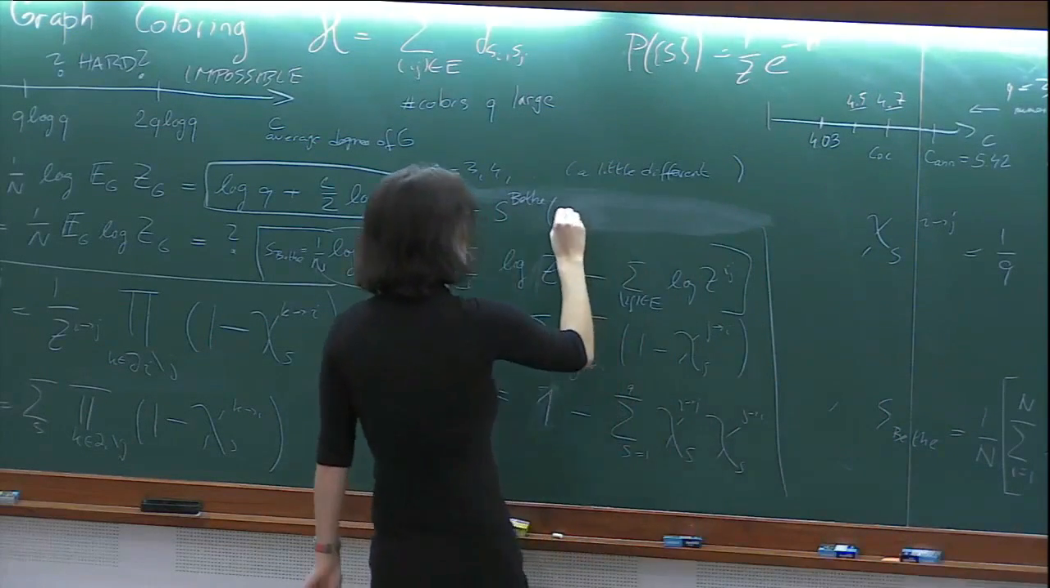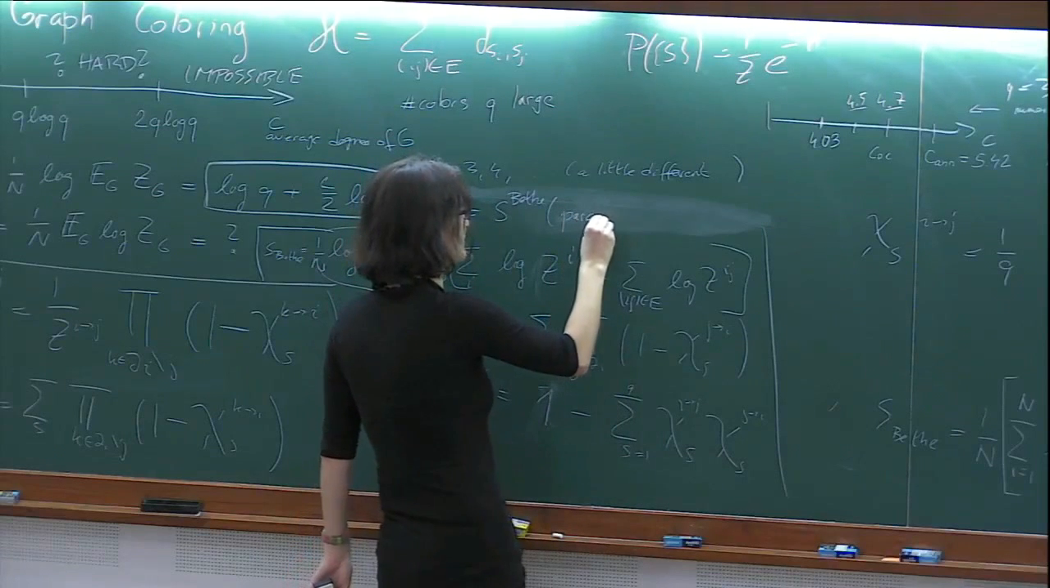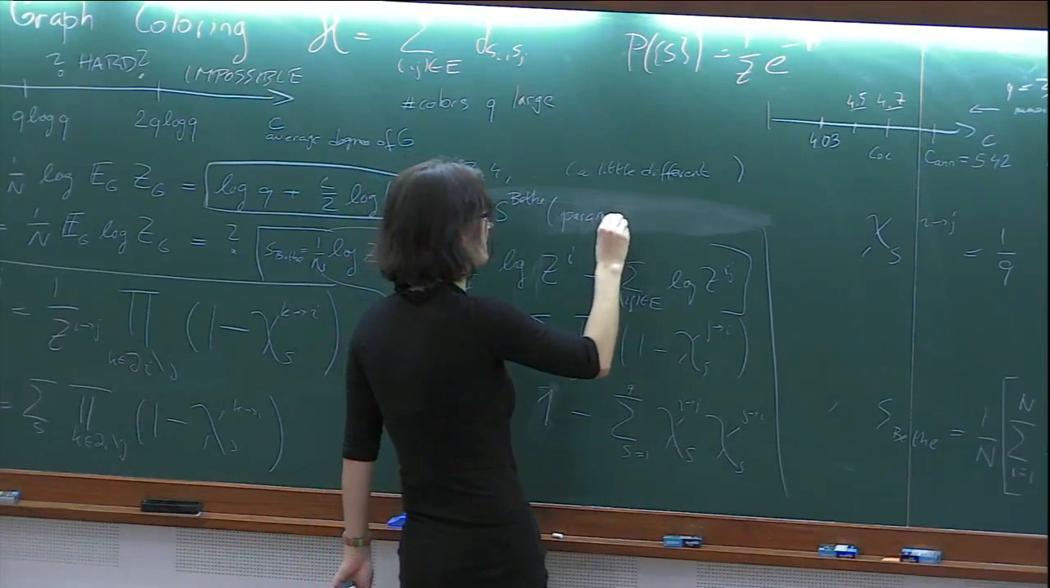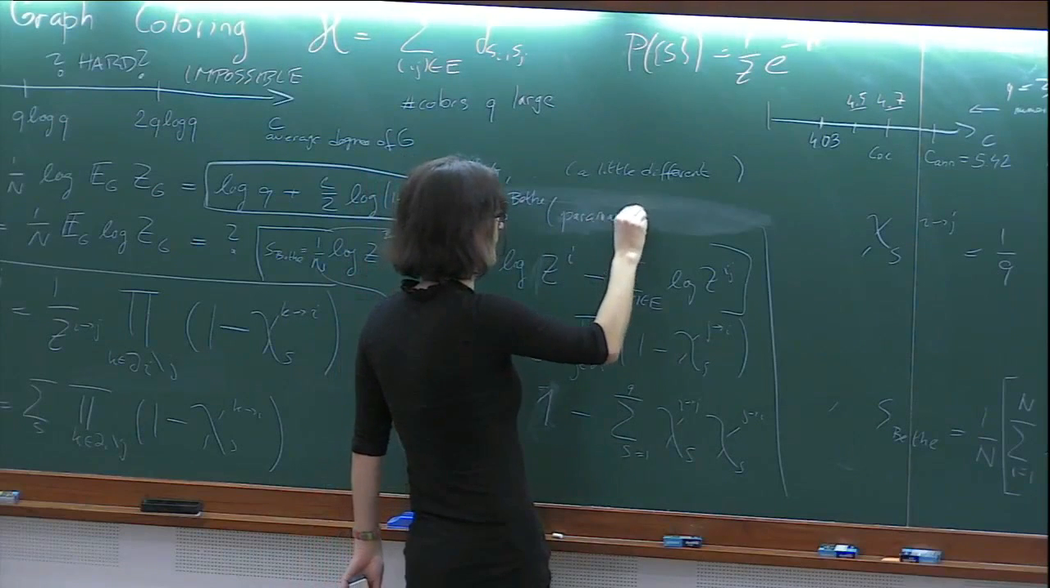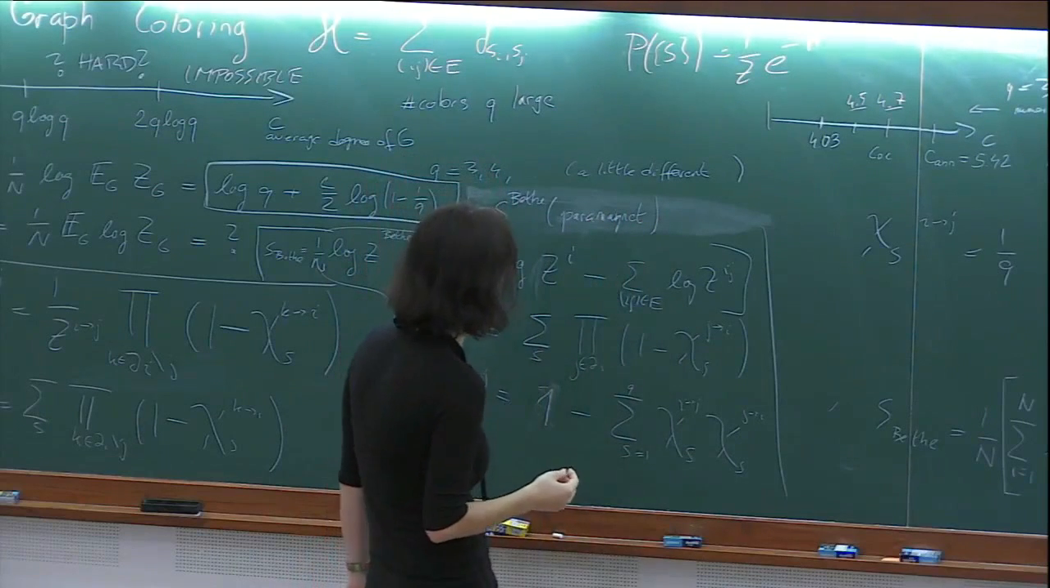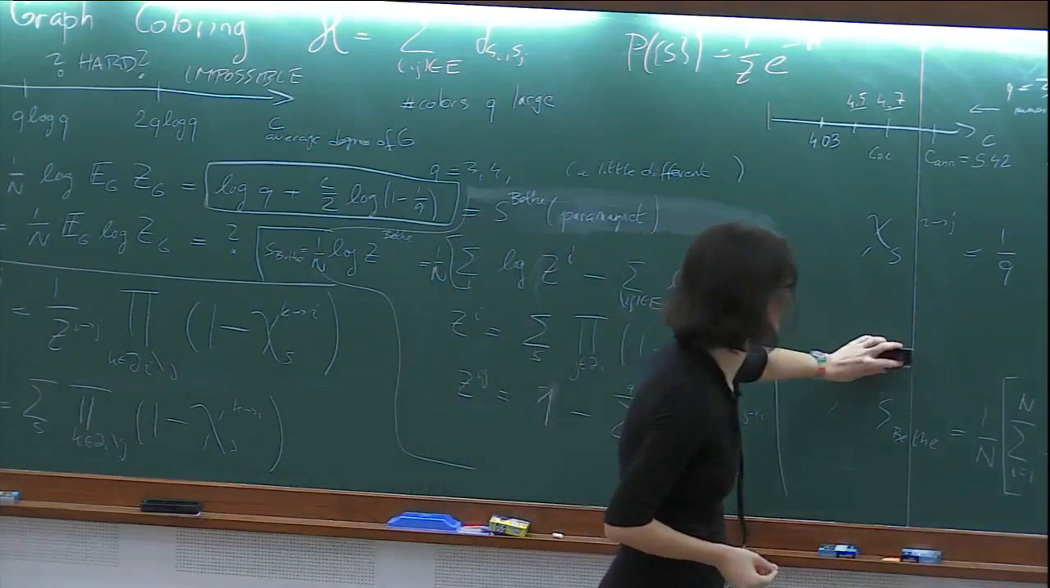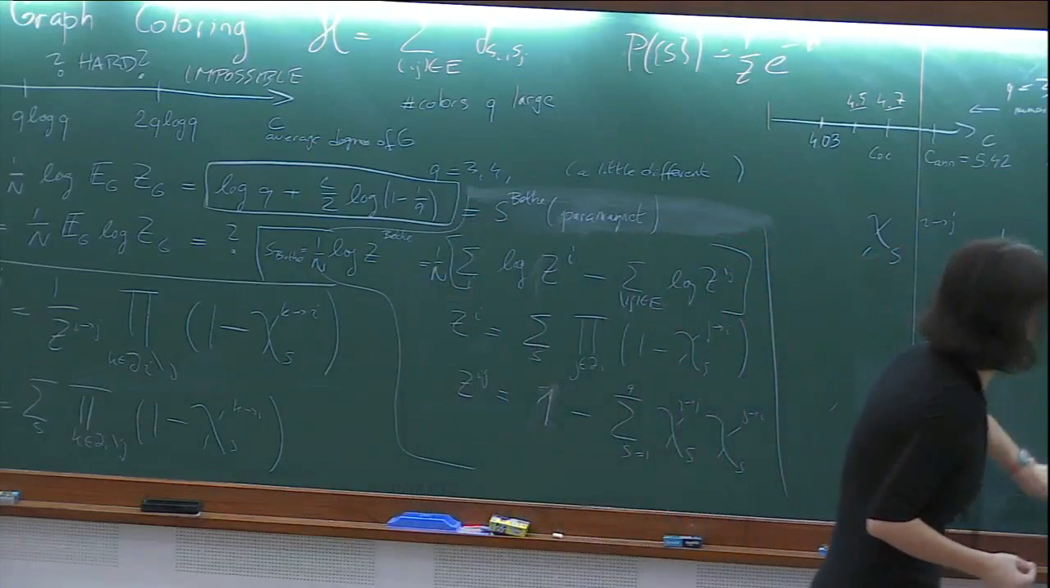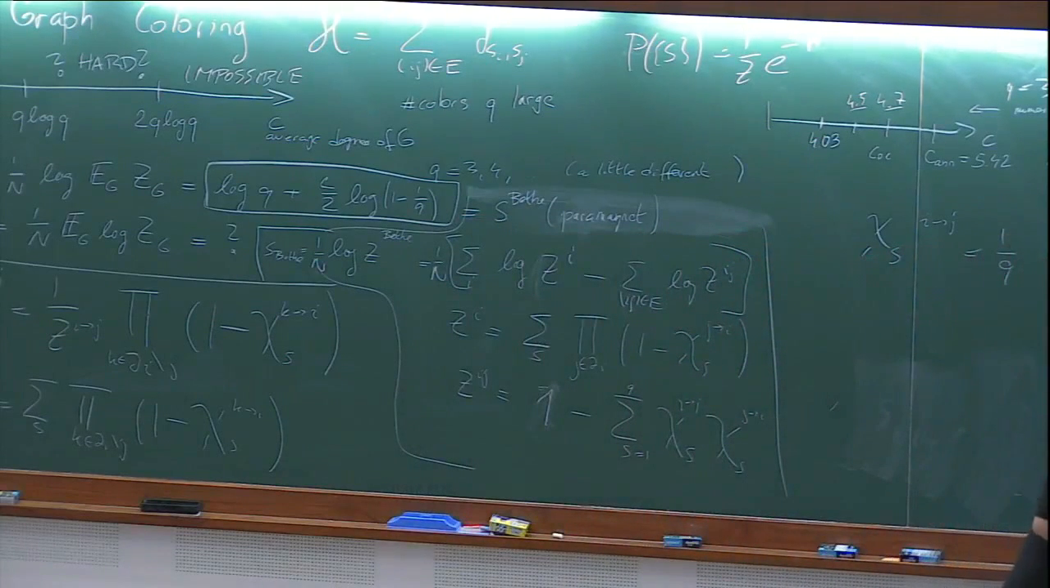So I may not write uniform, but let me write the beta free energy of the paramagnet. Okay, and then I can erase this because this was just a little calculation.